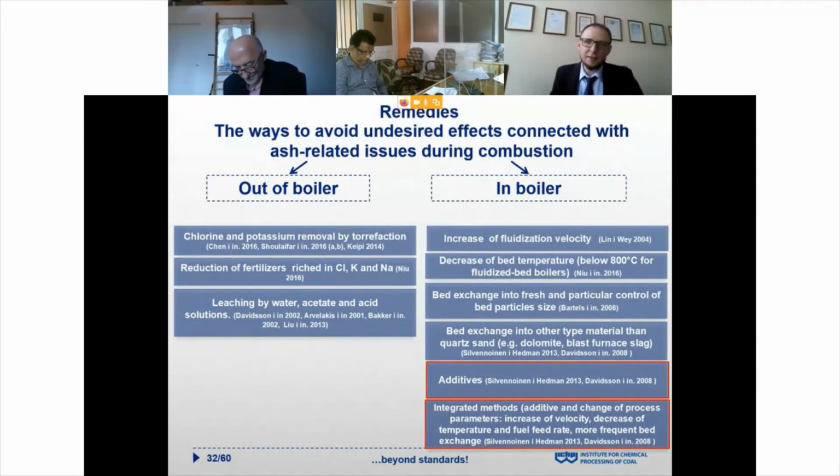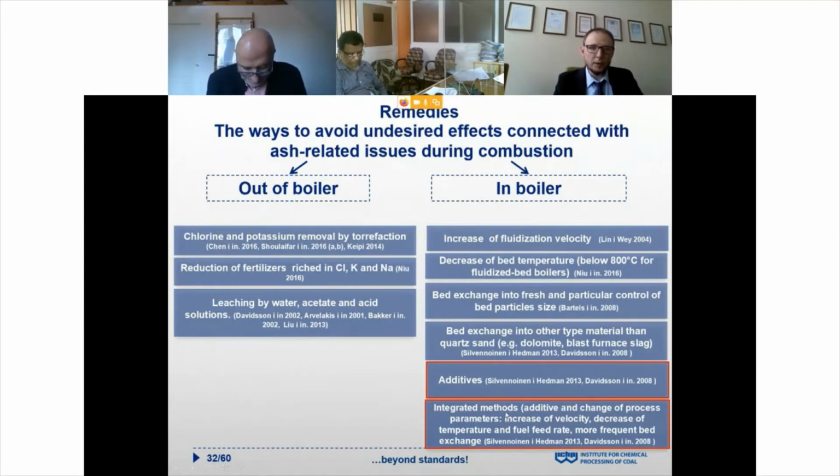So, as I said, the remedies can be divided into two groups. First is realized in the boiler, the second realized out of the boiler. So we already know that if we want to avoid the agglomeration, we increase the fluidization velocity, decrease the bed temperature. We have to exchange the bed more frequently, or even we can apply some alternative bed. If we apply some additives, we can obtain a remedy against slugging, fouling, and agglomeration both. Also, we can use the integrated methods. That means precise control of the process parameters and application of additives.